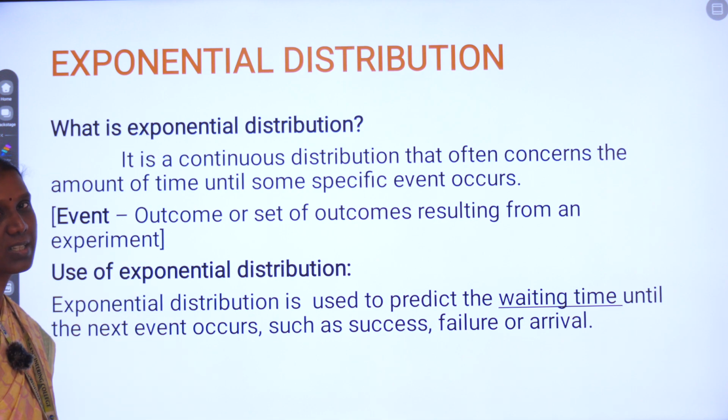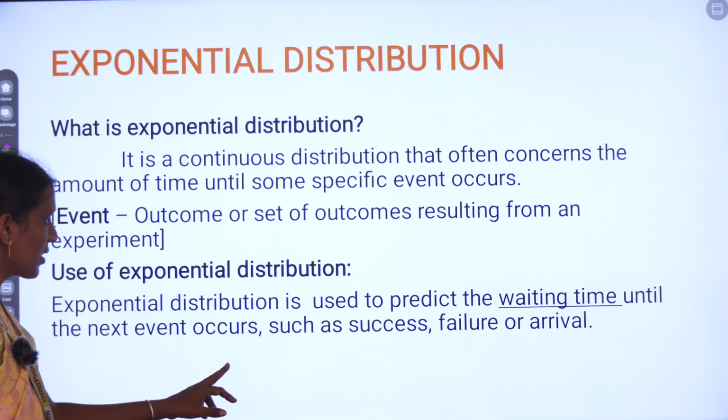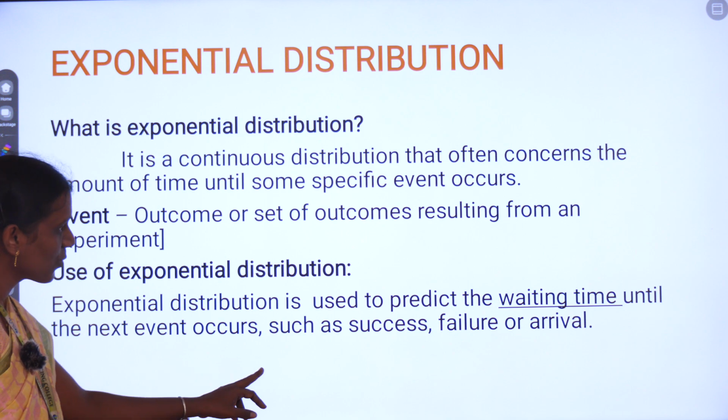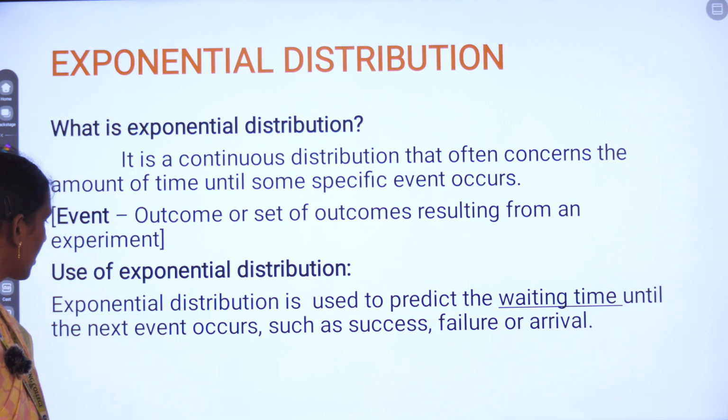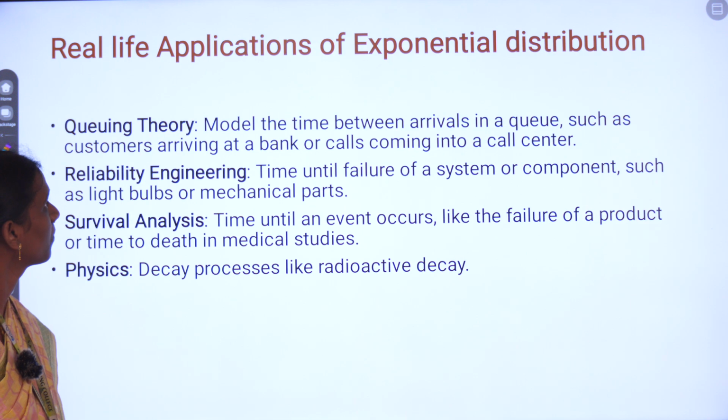Now what is exponential distribution? It is a continuous distribution that often concerns the amount of time until some specific event occurs. So what is an event? Actually, an outcome or set of outcomes resulting from an experiment. So what is the use of exponential distribution? There are various uses. Here, exponential distribution is used to predict the waiting time until the next event occurs, such as success, failure, or arrival.